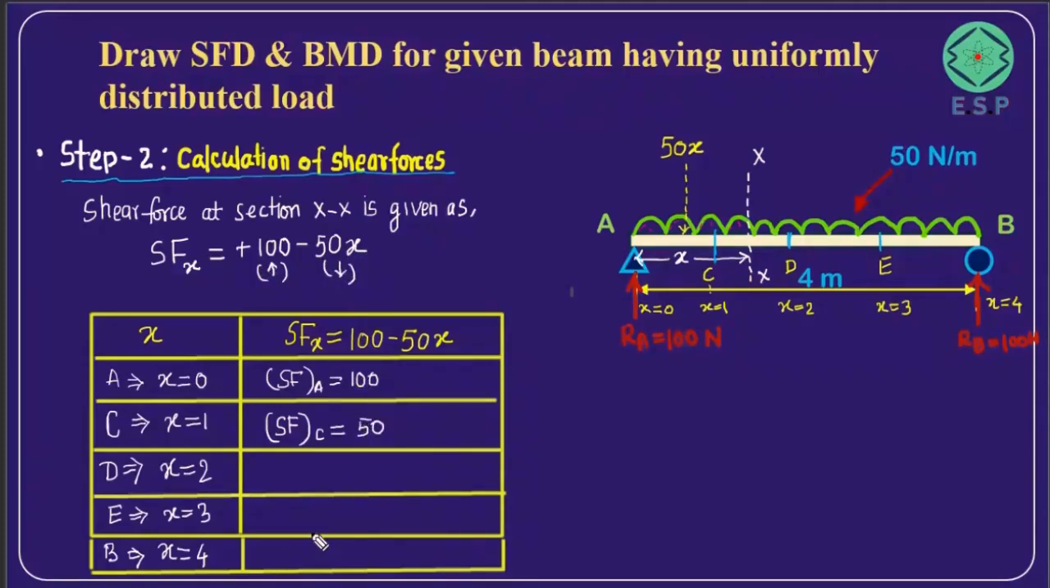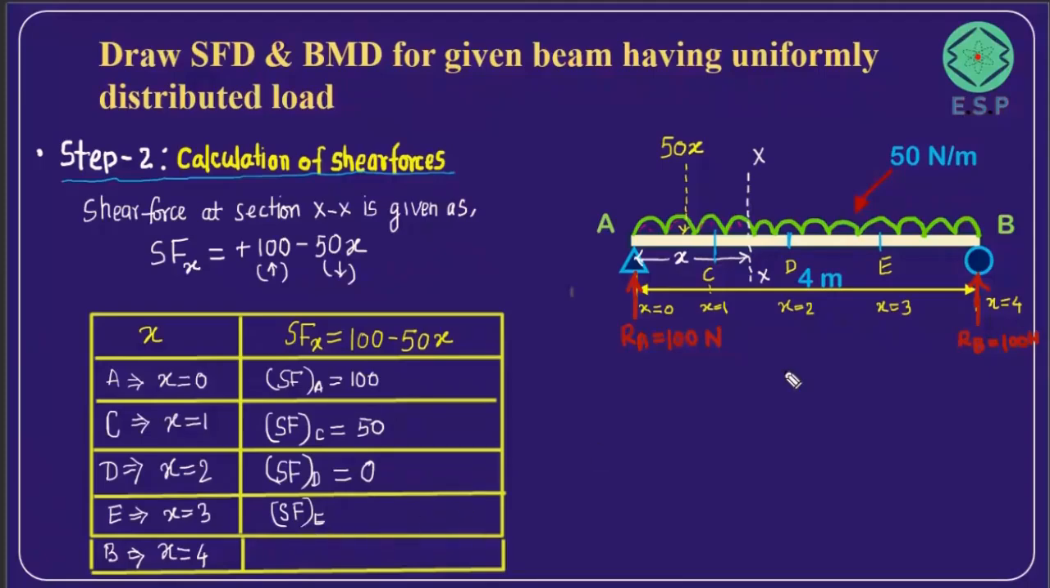Okay, 50 newtons. We will have shear force at point D similarly. So at point D, x value is going to be 2. So it is 100 minus 50 into 2, that is 0. So for D, x equal to 2. So if you substitute value of x equal to 2, you will get 100 minus 50 into 2, that is 100 minus 100. So this value is going to be 0 newtons.